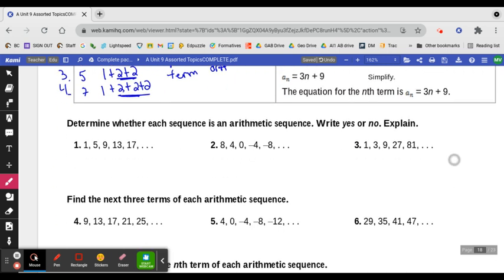So let's do examples. Determine whether each sequence is arithmetic, yes or no, or explain. Here I go from 1 to 5, I add 4. 5 to 9, I added 4. 9 to 13, added 4. 13 to 17, added 4. So yes, and d equals 4. I want you to pause and try numbers 2 and 3.